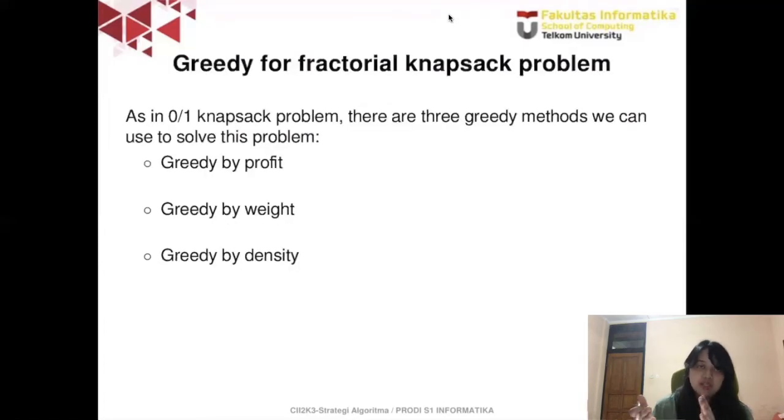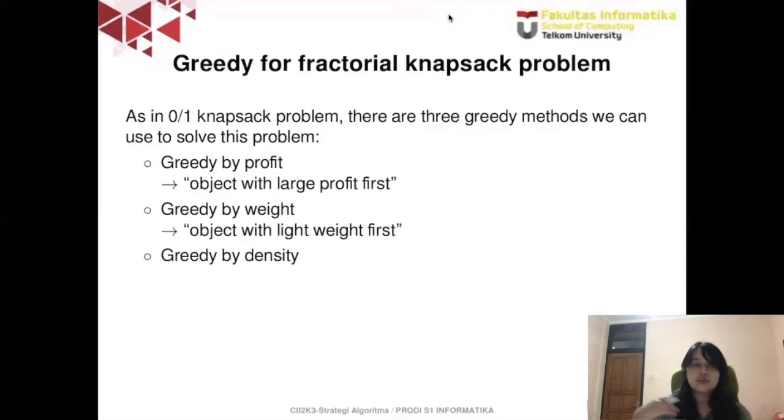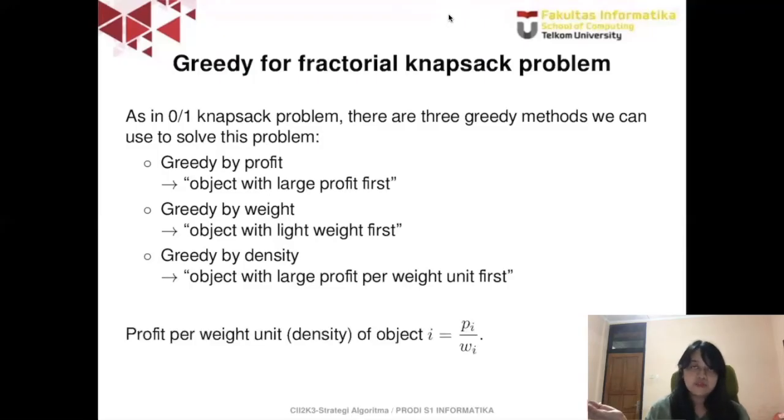By greedy, like before, we can have three methods: profit, weight, and density. Same as before, greedy by profit means we choose the object with the largest profit first. Greedy by weight means we choose the object with the lightest weight first, and greedy by density means we choose the object with the largest profit per weight unit first. And density, like before, is P per W.